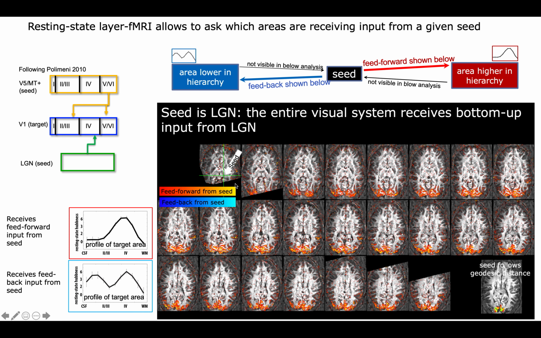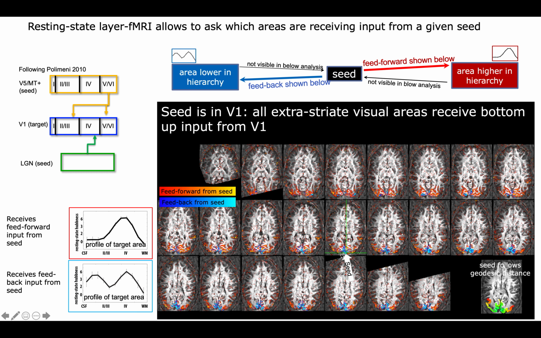For example, here picking a seed region in a cluster of voxels that cover LGN and the pulvinar, you see that most of the visual stream is red. It means that they receive feed-forward input. But when we move somewhere here between V1 and V2, you see that maybe the calcarine sulcus actually receives quite a bit of feedback too. The higher order areas, still mostly red, receive feed-forward input.